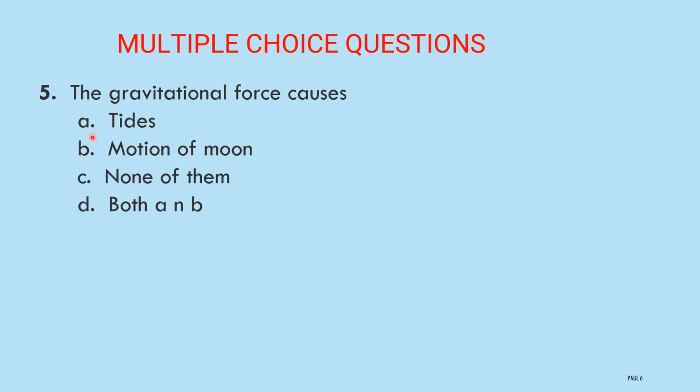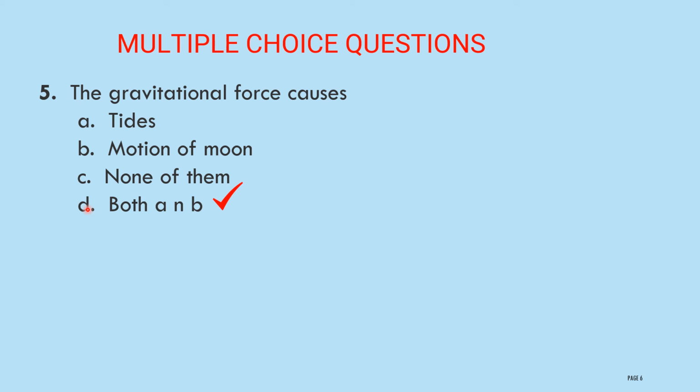The gravitational force causes: option A, tides; option B, motion of the moon; option C, none of them; option D, both A and B. The correct answer is both A and B. Gravitational force causes tides, and the motion of the moon is also because of the gravitational force. The moon revolves around the earth in a circular motion because of the gravitational force.